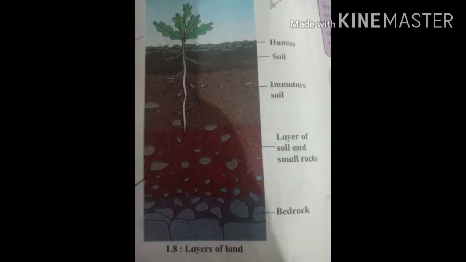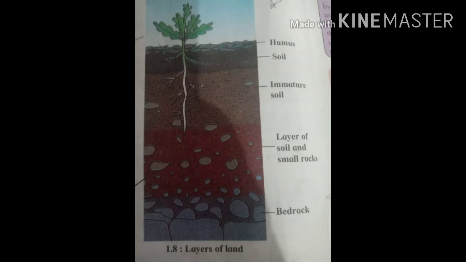Let us see exactly what land is made up of. When a deep pit is dug in the ground, we can see the layers of land, which are shown in picture 1.7 and 1.8 on page number 6. The first layer, that is the top layer of the land, is formed by decomposition of dead animals and plants. This is a quite fertile layer. This is called humus.